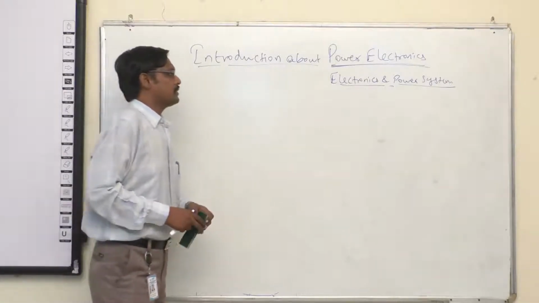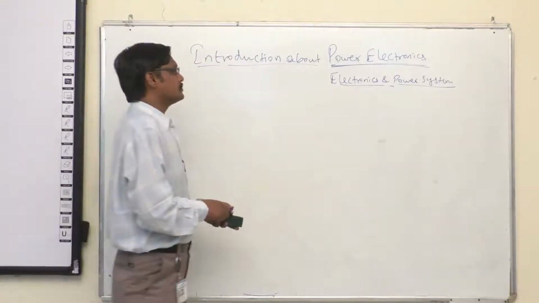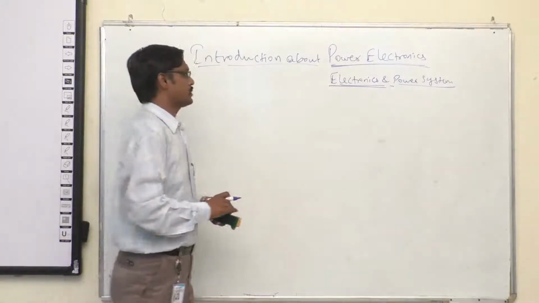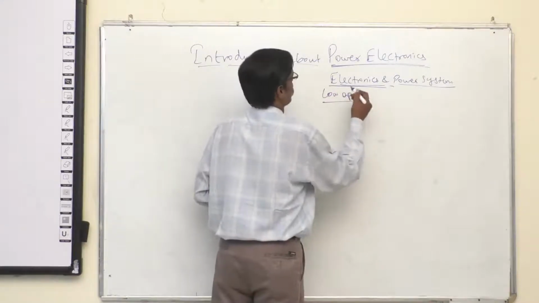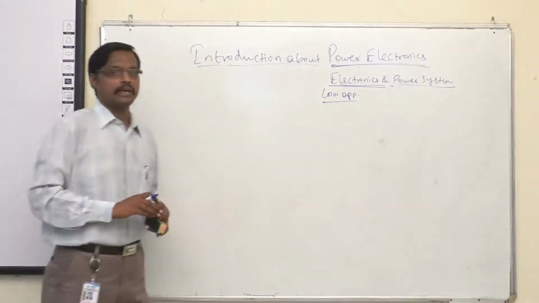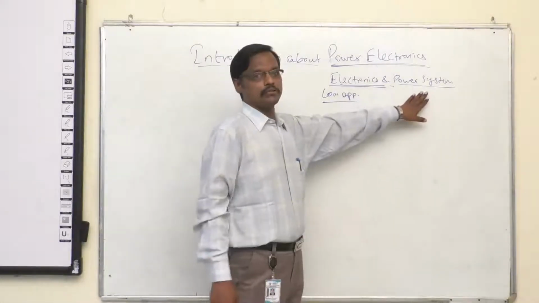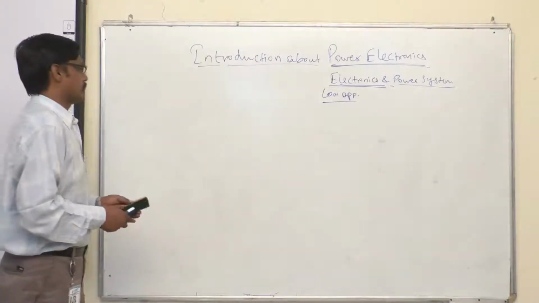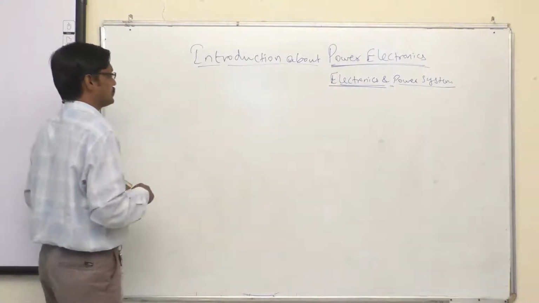Then, what is the difference between power electronics and electronics? Electronics deals with low power devices. In electronics, we use low power applications, whereas power electronics is used for high power applications. That is the major difference between electronics and power electronics. So, power electronics is very useful in modern power systems. Okay, what is the use of power electronics, and what is the basic block diagram of power electronics?